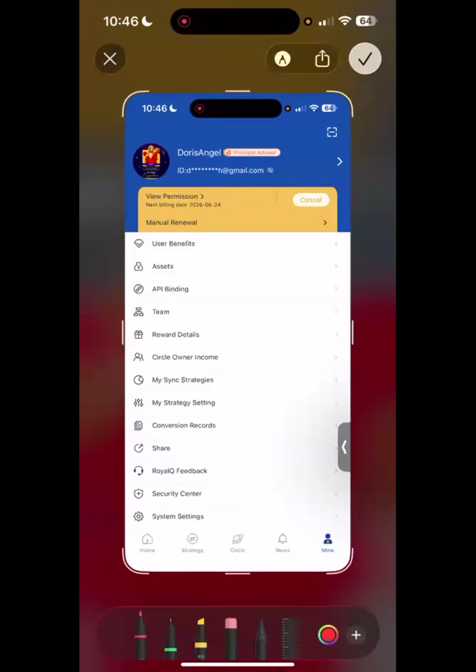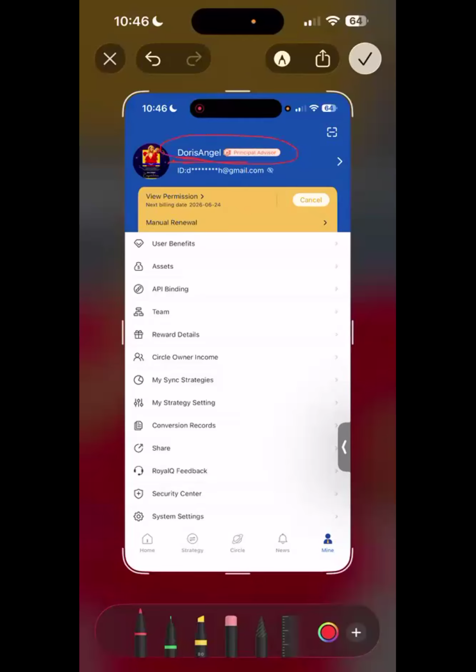Under the mine, you would see your name here. If you don't have your name or your nickname here, you need to tap on the arrow there to change it. Then your rank is being attached to it. Now, your email, it is very advisable for you to turn off the eye so nobody will see your complete email. Now, we also have the automatic renewal and the manual one. So you can turn off the automatic one and use the manual one, or use manual and turn on, anyhow you want to do it.